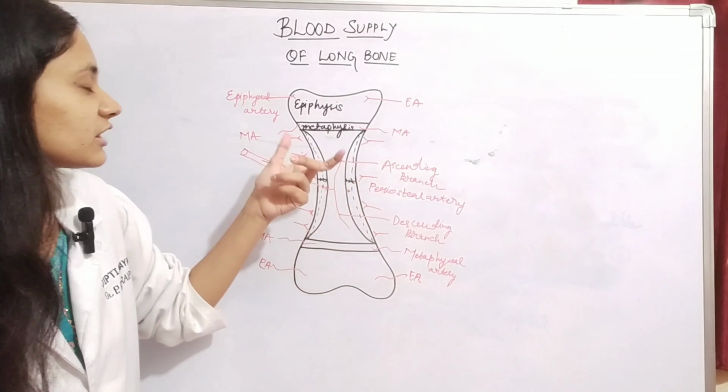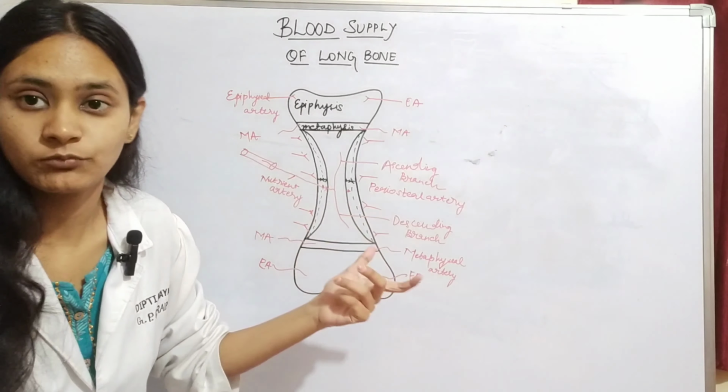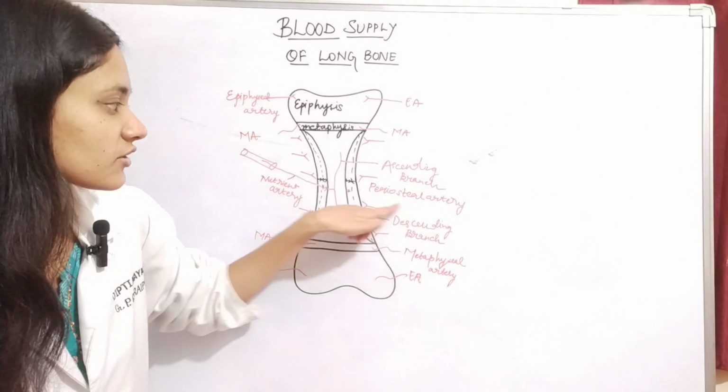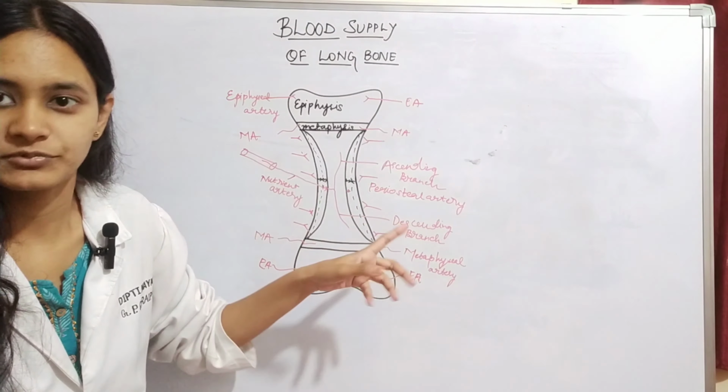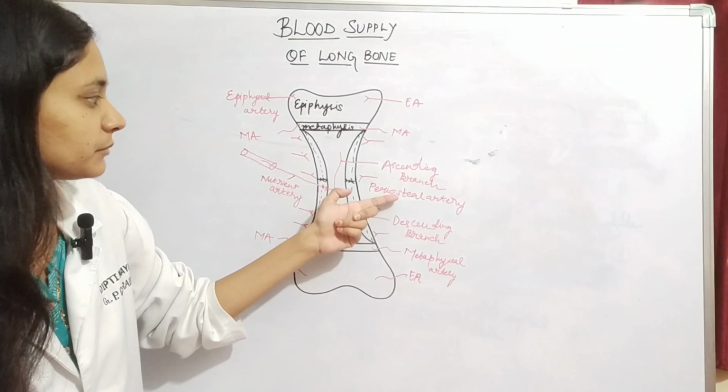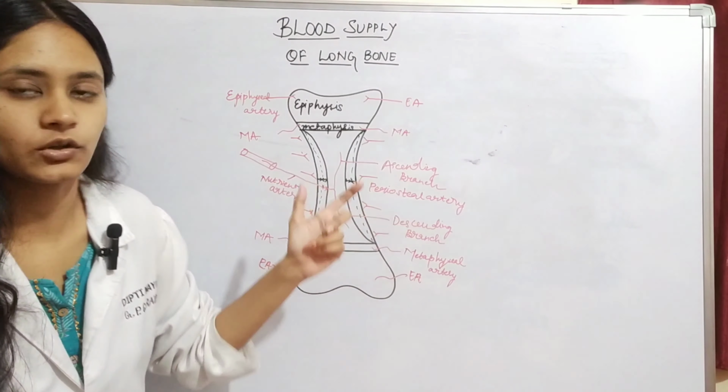So make sure whenever it is asked, if it is a sesamoid bone, there will be no periosteal artery present. It is an exception, and in the rest, every bone will have supply of periosteal artery also.